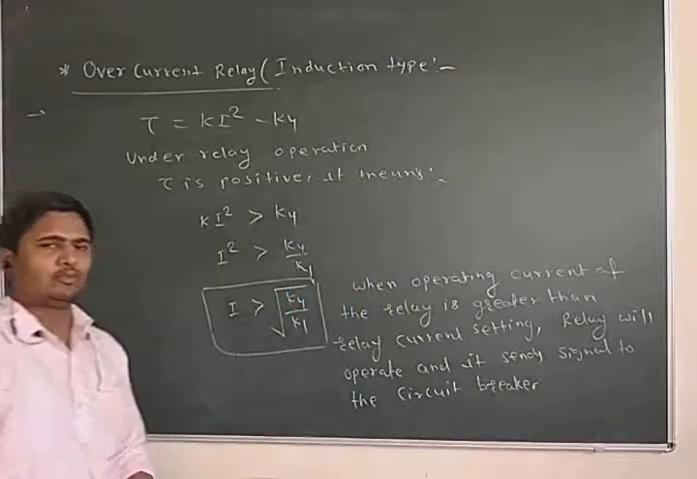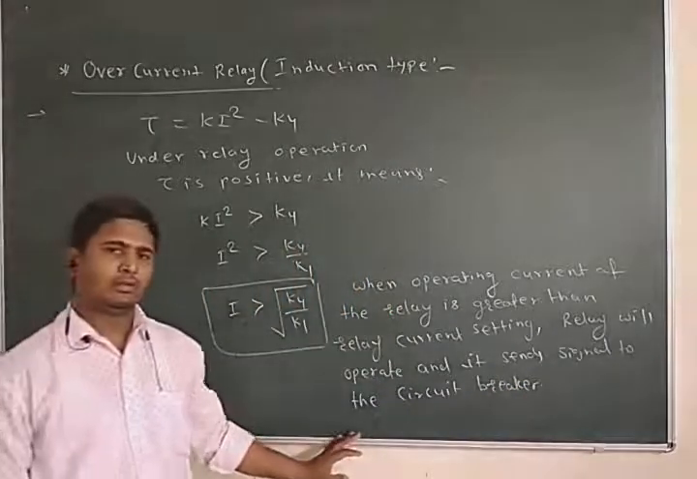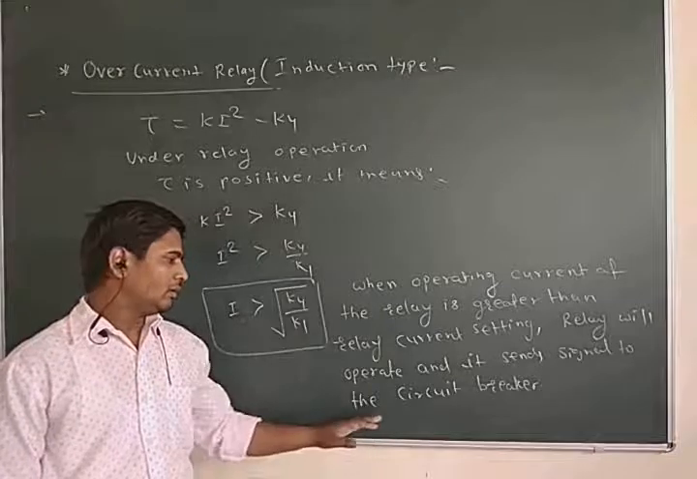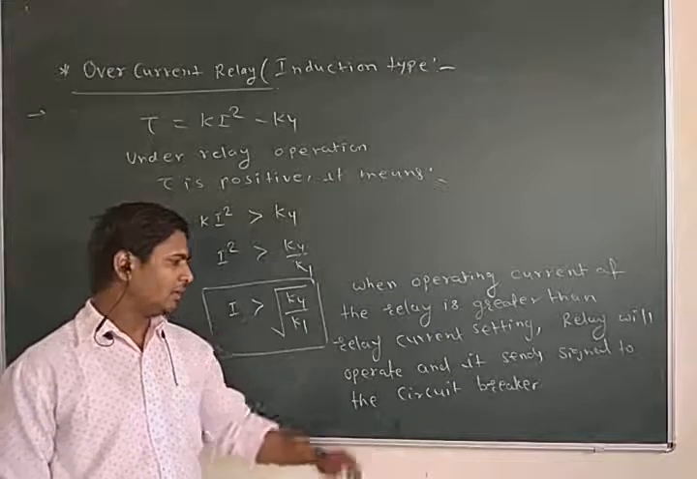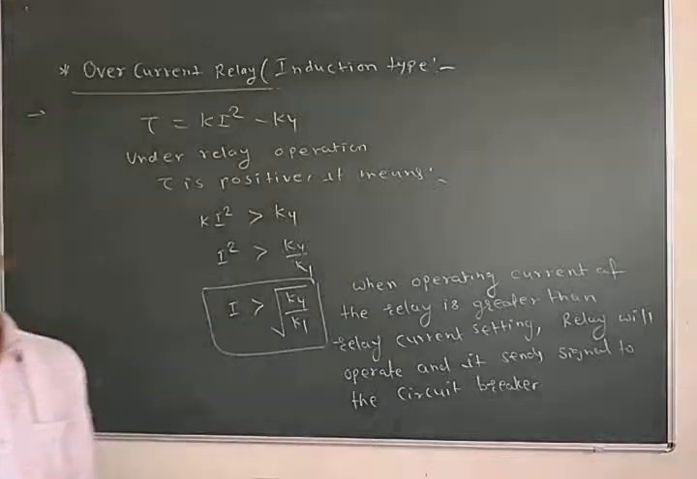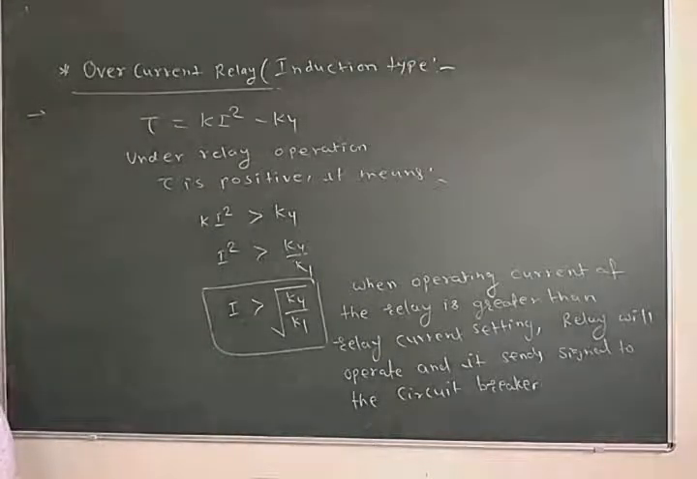When the circuit breaker is closed, then the circuit breaker trip coil gets energized, which interrupts the circuit, or which trips the circuit. So this is the simple working of our induction type overcurrent relay.